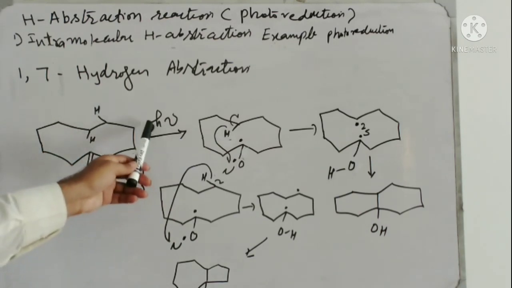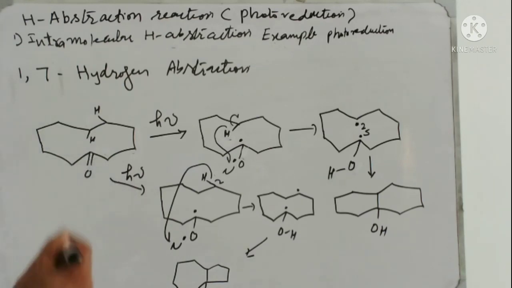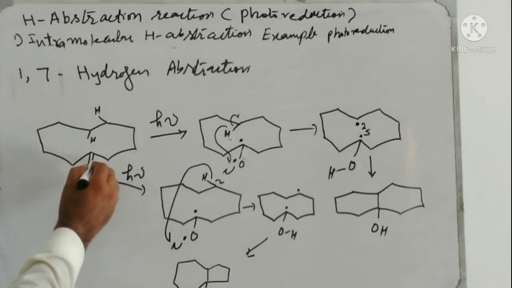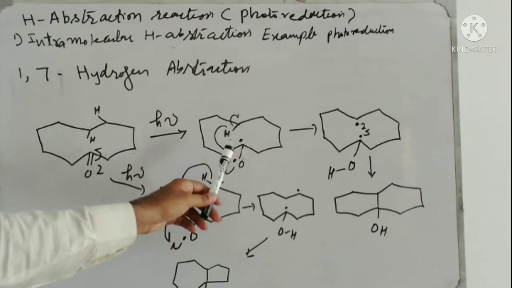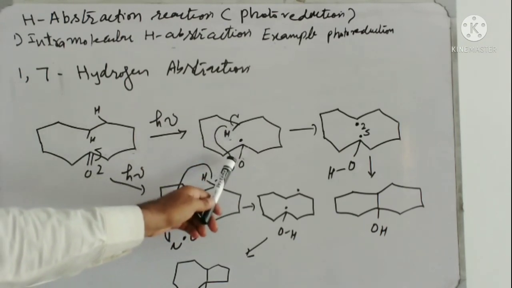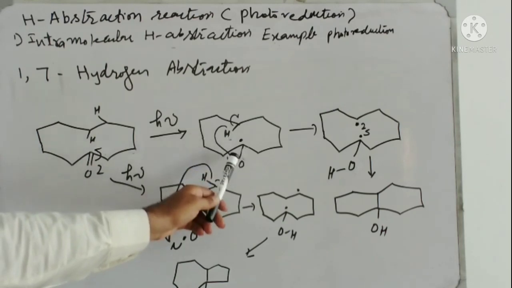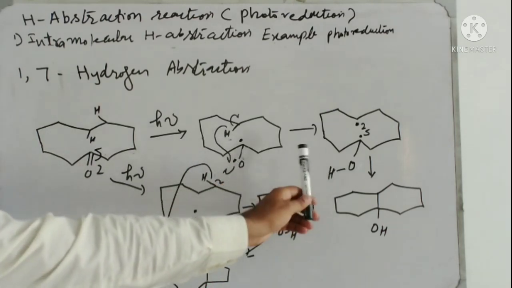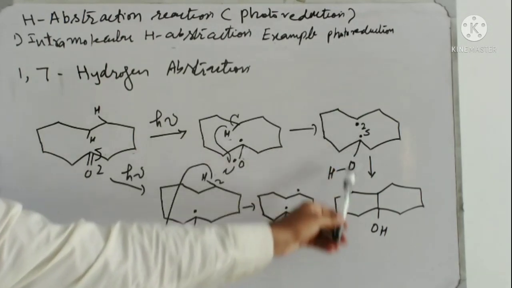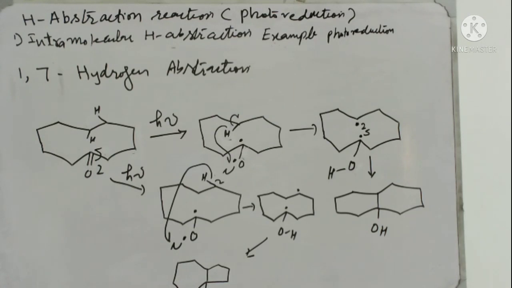In the presence of light, this forms the alkoxy radical through homolytic cleavage. It is excited to the triplet state. Then this hydrogen is abstracted, and this hydrogen radical and this oxygen radical form the single covalent bond to produce this OH. This radical and this radical combine to form this type of alcohol derivative as a product.